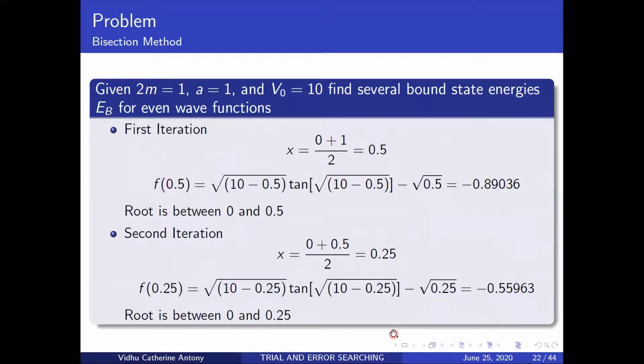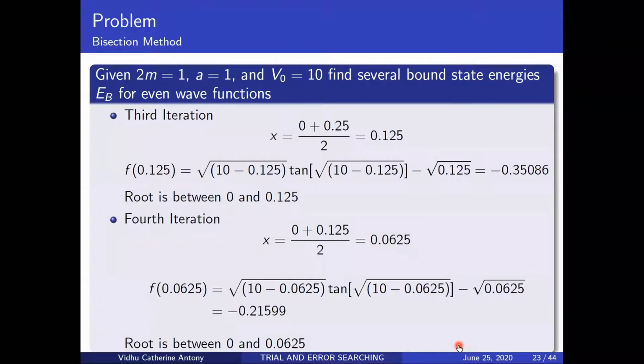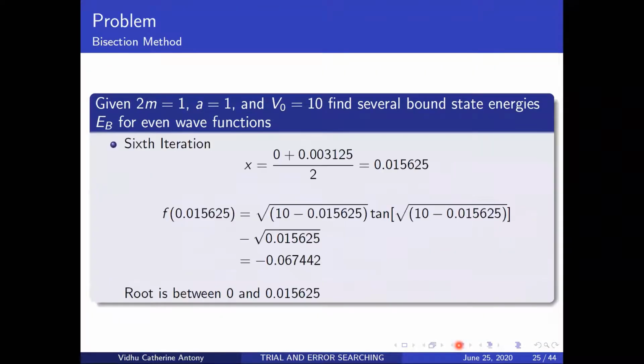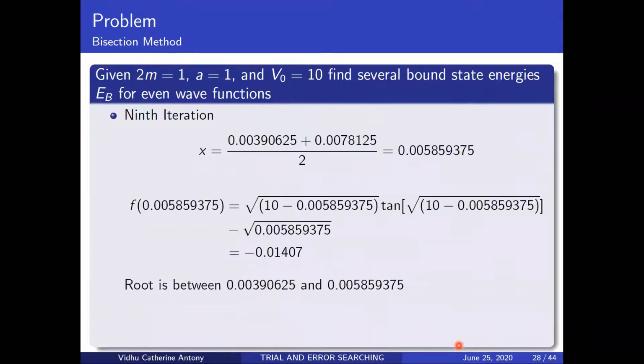And then you move forward. Okay, you go to the next iteration. So you know that there is a root between 0 and 0.25. So you go to the third iteration, and then you get a root between 0 and 0.125. This is your fourth iteration. So coming up to about the ninth iteration, you will end up seeing that your values kind of correspond to the values that we actually found out in the graph.